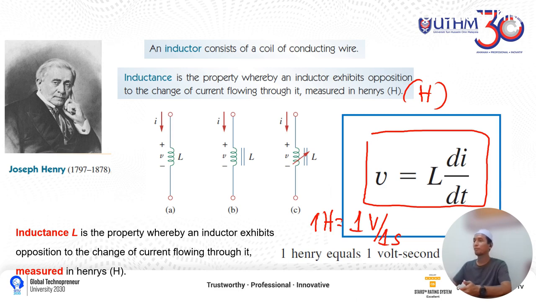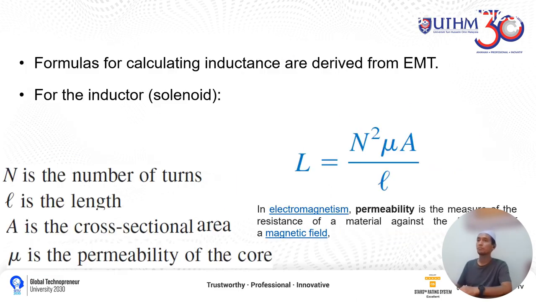So this is the formula for calculating the inductance that is derived from electromagnetics. Yeah? So L, which is inductance, is equal to N squared, times the permeability of the material, and then we have A, which is the cross-sectional area of the coil itself, and then divided by the length of the coil. Okay.